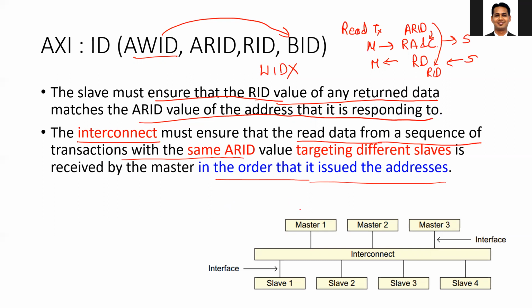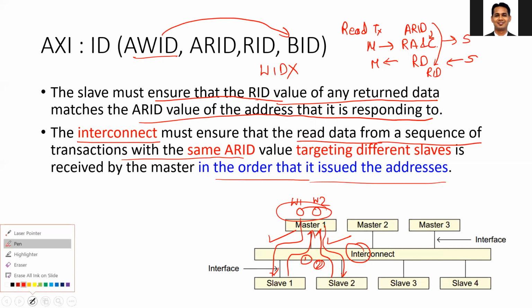For example, this is the master. It sends two transactions, write transaction 1 and write transaction 2. This goes to this slave and this goes to this slave. Then the slaves must send the responses back. The interconnect needs to make sure that while sending back, this one goes first and then this one, because both were of the same ID. So this should be completed first and then this. This is the requirement on the interconnect; the interconnect must take care of it.